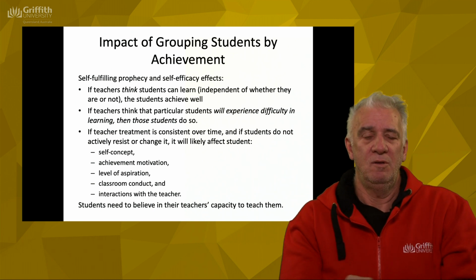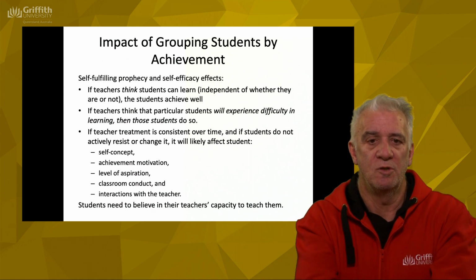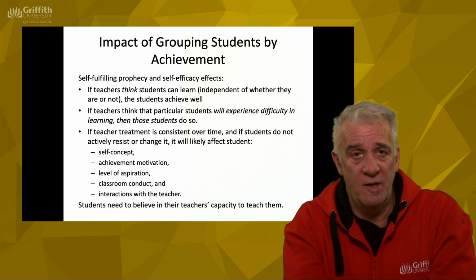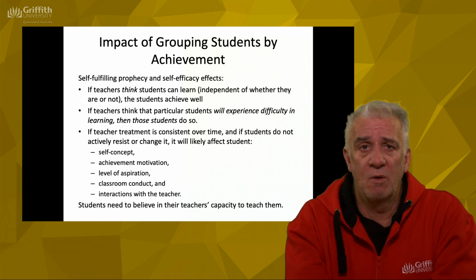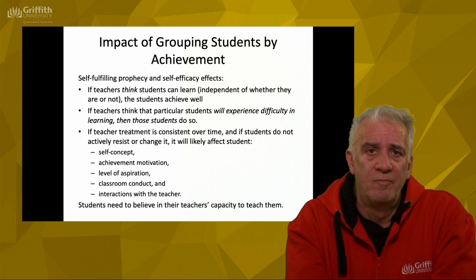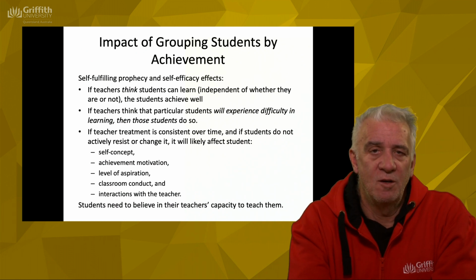Now, I've put this in because it still seems to me it's quite common practice to group students in mathematics, and there can be good reasons to do it. But also there can be unintended consequences when we do this. One of the things we know from a lot of research is when we group students by ability or achievement, so-called ability, it creates a self-fulfilling prophecy, and it has self-efficacy effects.